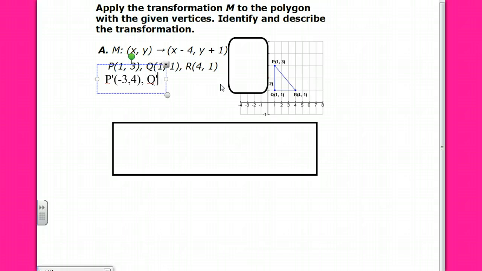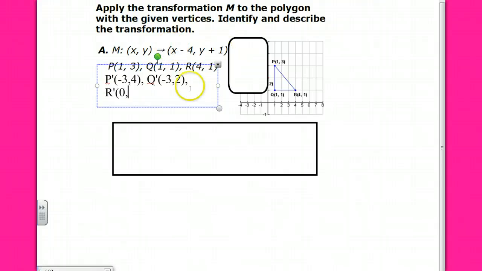Q prime, and I know you can see this better on your paper, right? Let me stretch this. So the original Q was 1, 1, right? And so now we're going to apply this transformation. So to the x, we're going to substitute this x in. 1 minus 4 is negative 3. And we have 1 plus 1 now, which is 2. And finally we have R prime, our image of the point R. Plug in your x and you get 0. And plug in your y value of 1 plus 1 and you get 2.